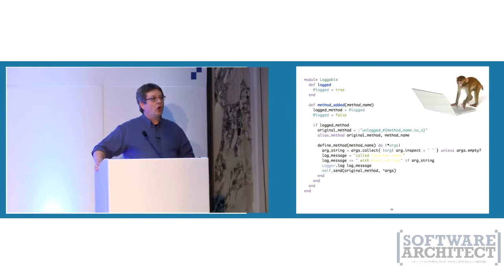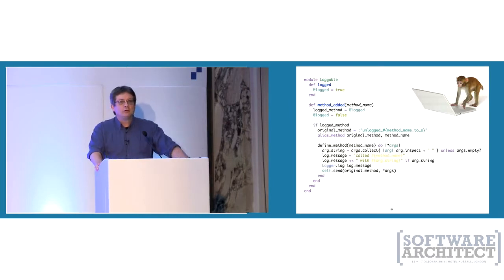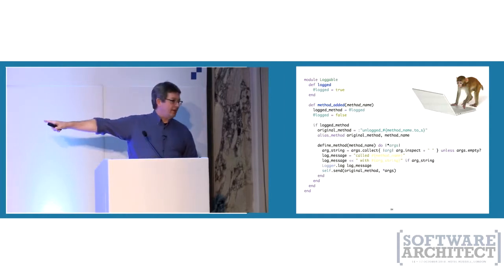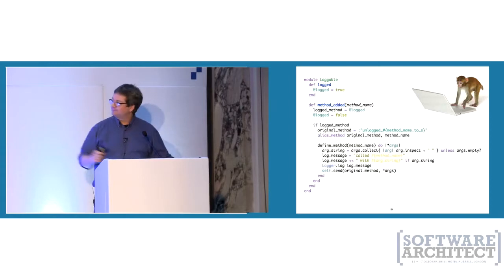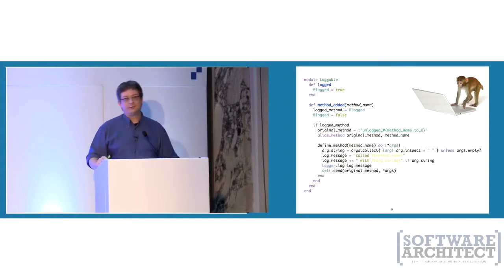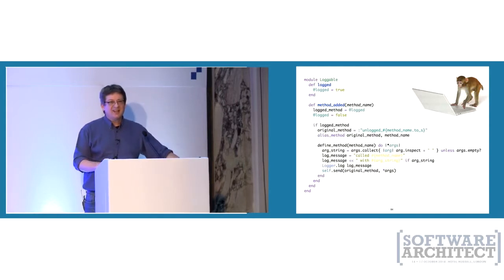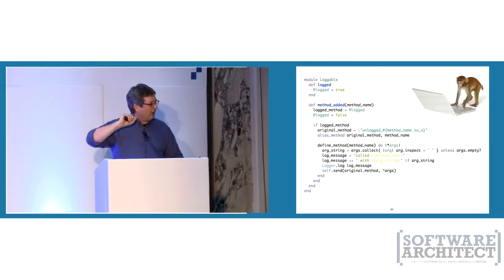Does anybody know what this is called in the .NET world or the Java world? This is aspect-oriented programming. This is, in fact, a before point cut in aspect-oriented programming. Does anybody know what this is called in the Ruby world? This is called monkey patching in the Ruby world. It's the exact same mechanism, slightly different level of gravitas about the name of this thing.